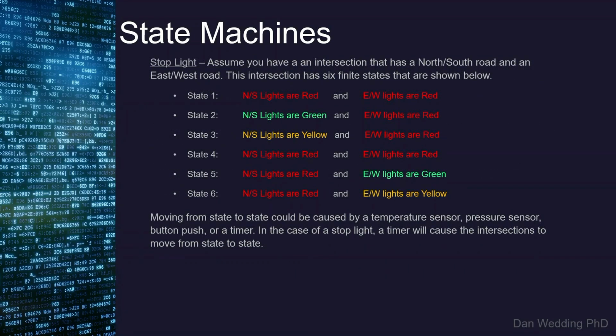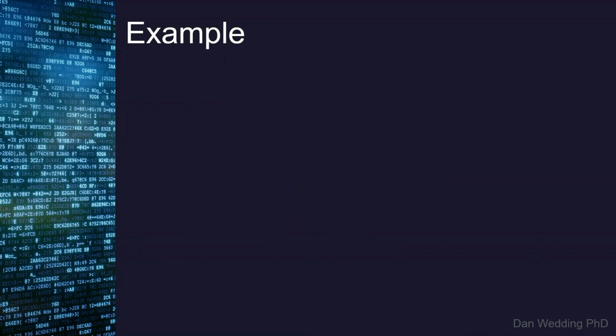Assume you have an intersection that has a north-south road and an east-west road. This intersection has 6 finite states that are shown below. Moving from state to state could be caused by a temperature sensor, pressure sensor, button push, or a timer. In the case of a stoplight, a timer will cause the intersection to move from state to state. The best way to learn how to use timers and state machines is through an example.